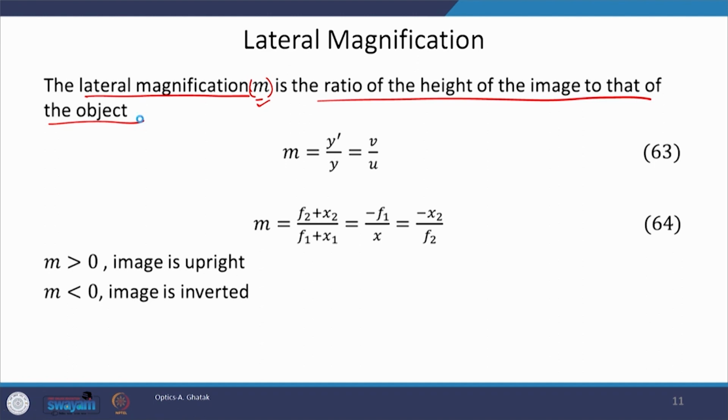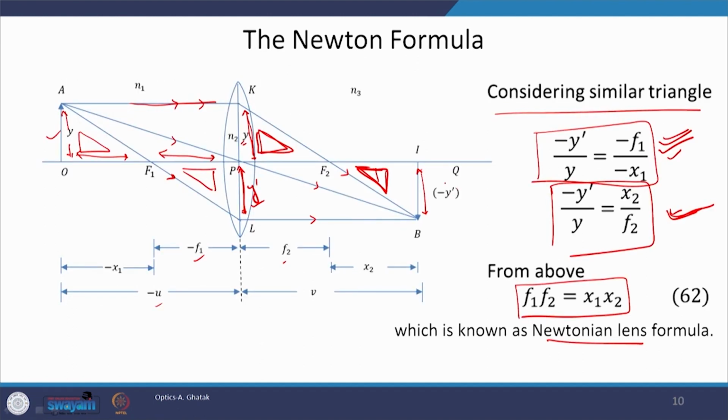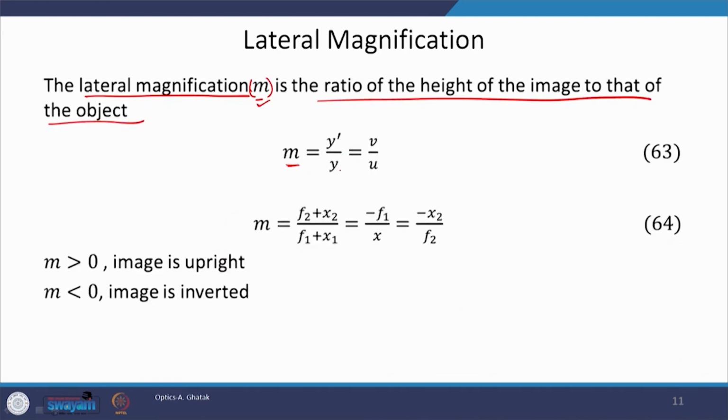In the previous slide, the height of the image was y prime and the height of the object was y. Therefore, y prime by y will define lateral magnification, and from the geometry you can easily write that y prime by y is equal to v by u. Now, again using the geometry we can write m is equal to f2 plus x2 by f1 plus x1, and that is again equal to minus f1 by x1, and that is again equal to minus x2 by f2. These are the different ways of calculating lateral magnification.